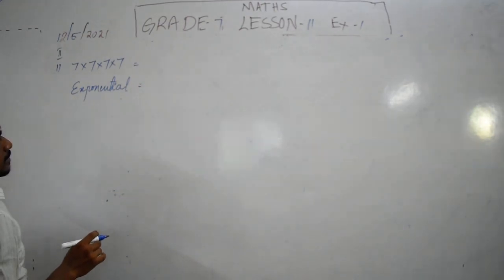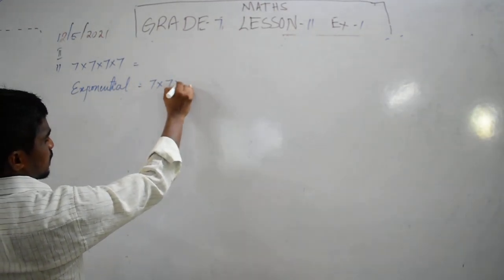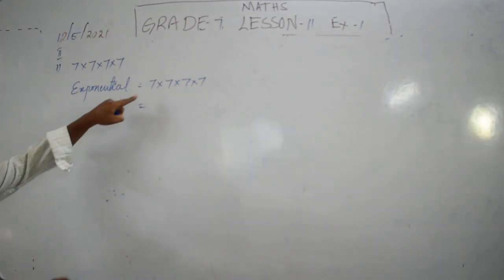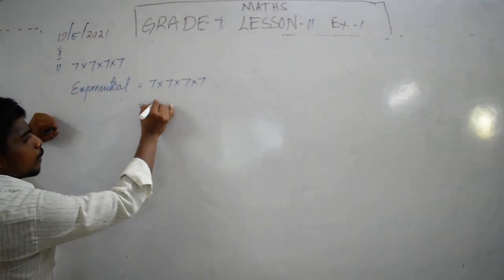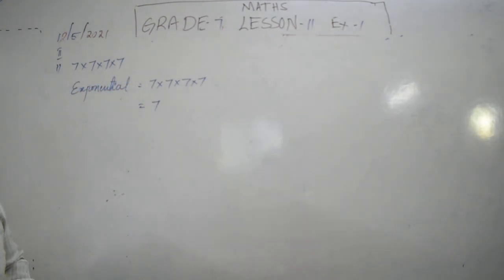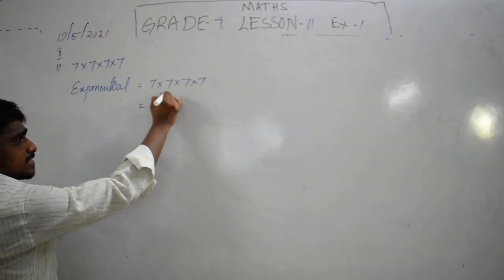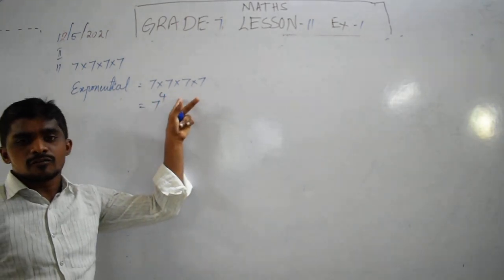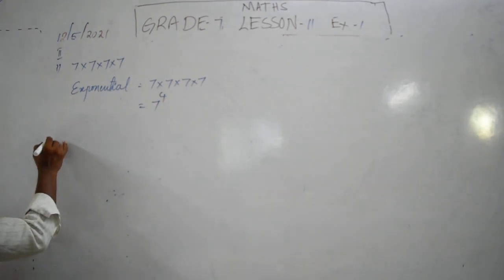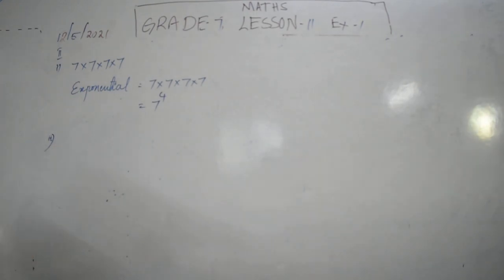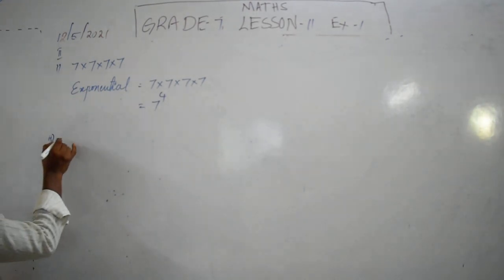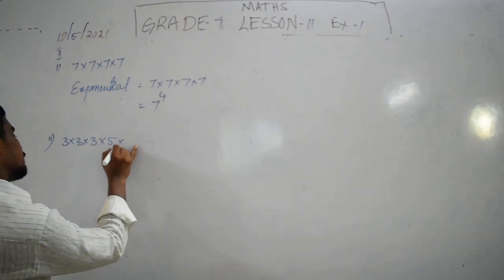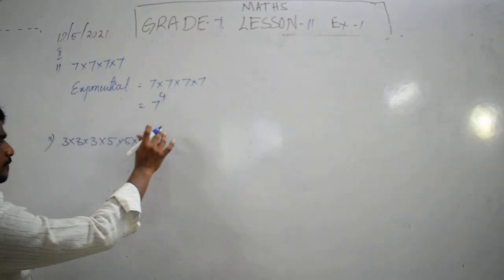Exponential form. Here see, 7 cross 7 cross 7 cross 7. Here 7, how many times are we multiplying? 4 times. So that is the exponent. So 7 power 4. Next one. 3 cross 3 cross 3 cross 5 cross 5 cross 5.